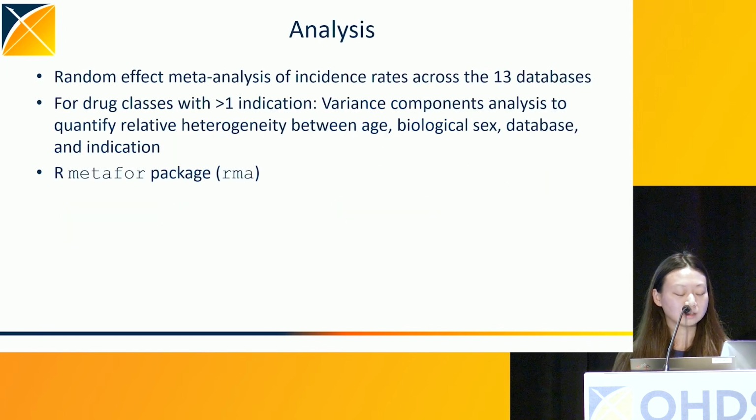And then for analysis, we conducted a random effect meta-analysis of incidence rates across 13 different databases. We compared the difference in indications with a random effects model, and then we used variance components to quantify the relative heterogeneity between age, sex, database, and drug indication. And all of this was done in R using the metafor package.